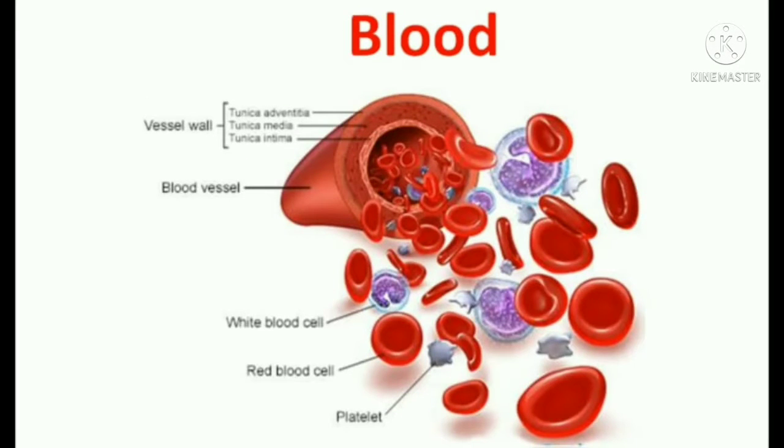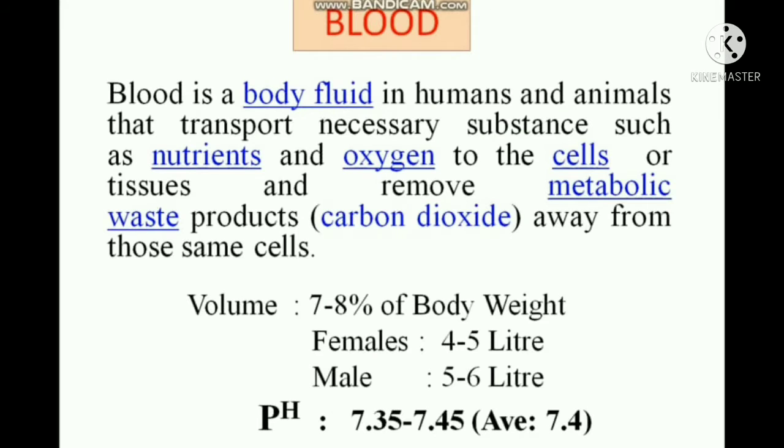In the previous video, we learned about blood vessels. In this video, we will learn about the composition of blood. Blood is a body fluid in humans and animals that transports necessary substances such as nutrients and oxygen to the cells or tissues and removes metabolic waste away from those same cells.